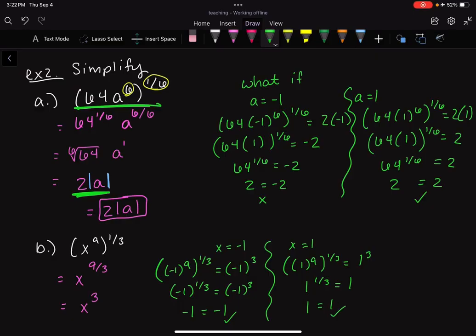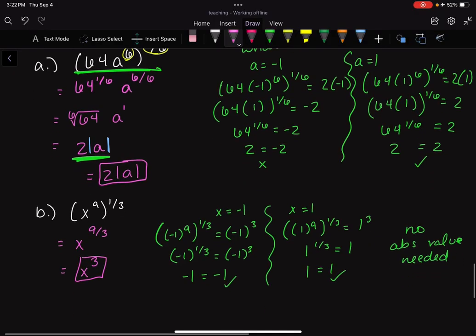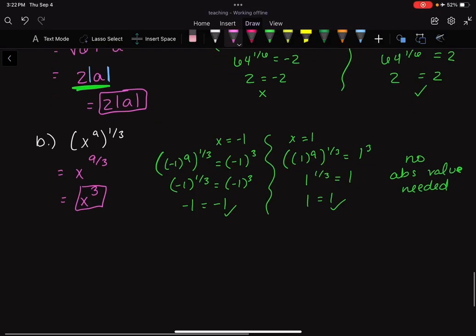So this one, I don't need it. So no absolute value bars needed. This one's fine as it is. I can just box in x cubed. We'll do one more like this.